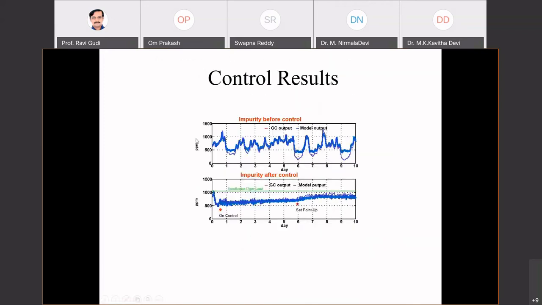And here are the control results, where the PLS model gave measurements or sensor information every minute. Earlier, with the old method of doing things, the variance was very large. The impurity limit is 1000 ppm. It occasionally violated the 1000 ppm limit, but for a significant amount of time it was much away from the 1000 ppm limit. Whereas when PLS was implemented, it turned out that it went very close to 1000 ppm.